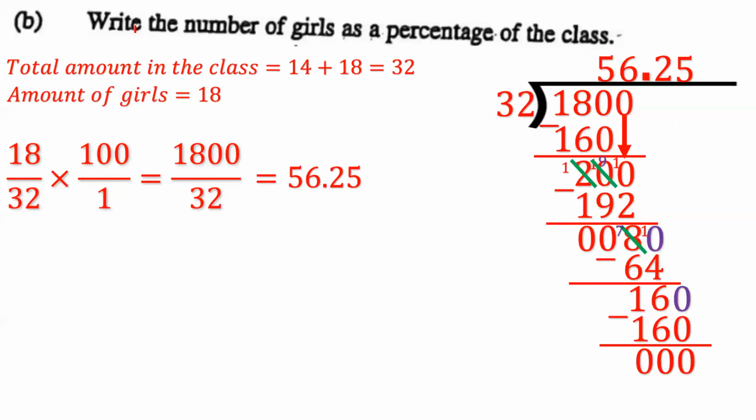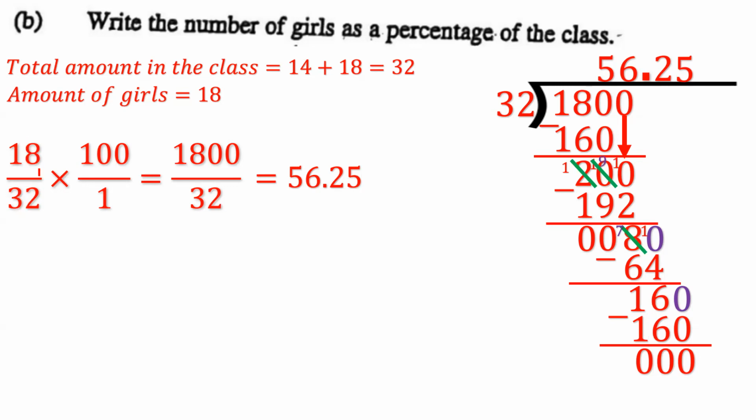Question B says, write the number of girls as a percentage of the class. How many persons are in the class anyway? Well, we know we have 14 boys and we have 18 girls, so we add them together. The total number of persons in the class is 32. Okay, so we got that. How many girls do we have though? There are more girls than boys, 18 girls but only 14 boys. So let's write the number of girls as a fraction of the class. There are 18 girls and 32 persons in the class, so that's 18 over 32.